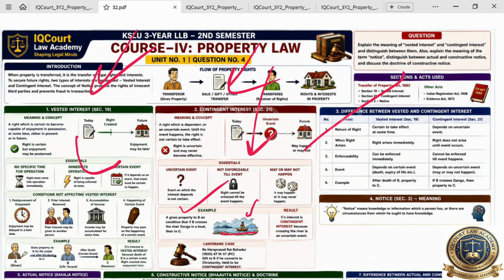This is a vested interest. It will get transferred immediately. In this case, A gives the life tenant to B, but he is giving the vested interest to C. Means he is transferring the property to C, but he is writing that till B is alive, he has the right to enjoy. Means he is just postponing the enjoyment and possession of the property.